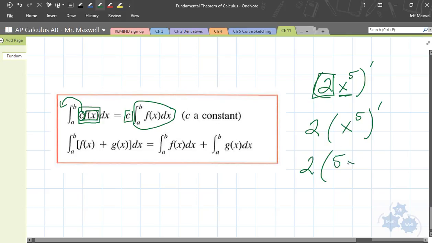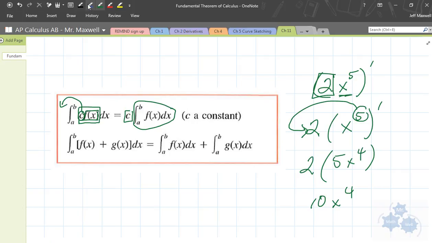So 5x to the fourth, right? So it's the same as when this number comes down, it's the same as multiplying by this. But that's the derivative, and here's the constant, so that's why it equals 10x to the fourth. So that's the same rule for integration.